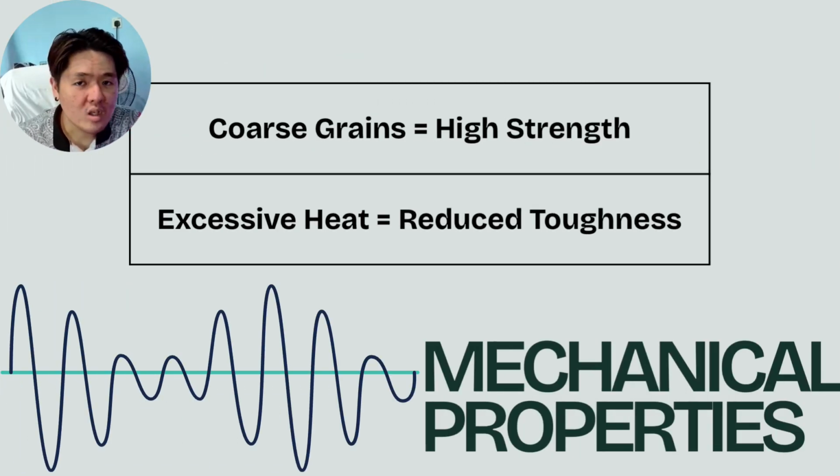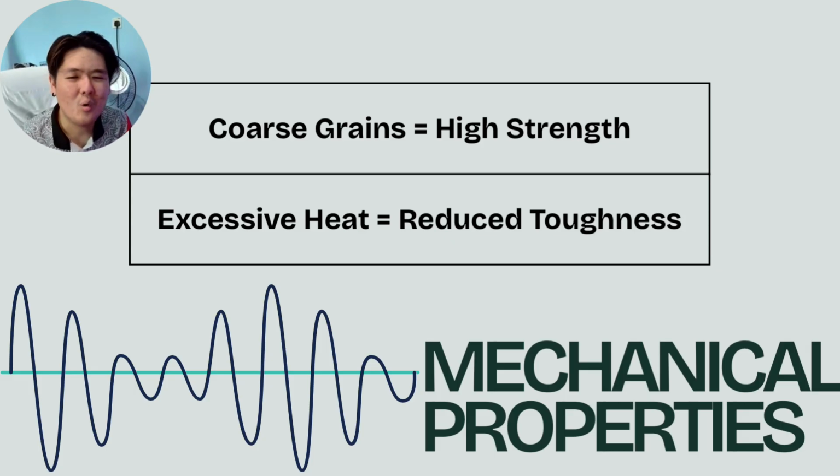So right now I will explain more about mechanical properties concisely and briefly. There are two factors, which are the coarse grain and also excessive heat. I will explain more about how the grain size and heat affect the mechanical properties of metals, especially the strength and toughness. In metallurgy, the internal structure of metal, called the grain structure, plays a very important role in determining how strong and how tough a material is.